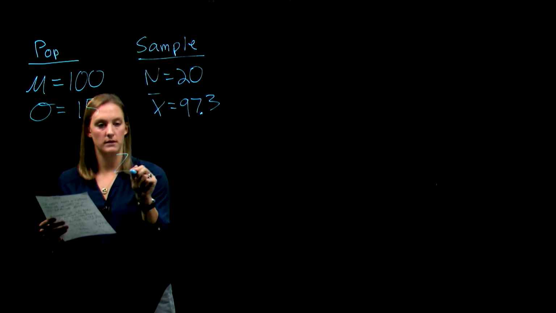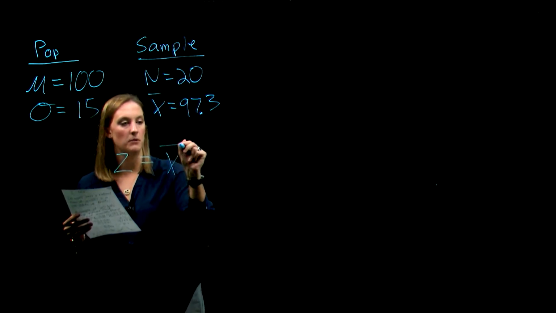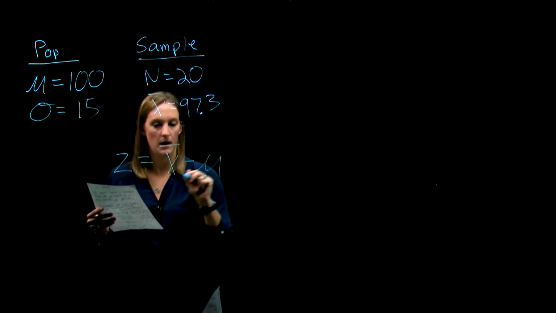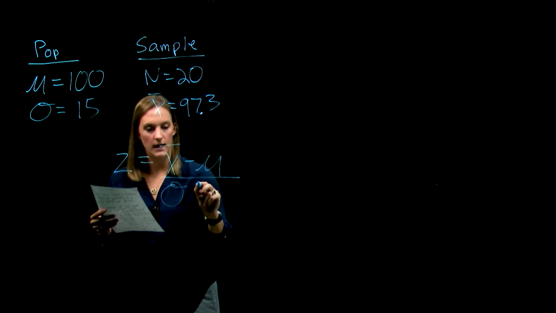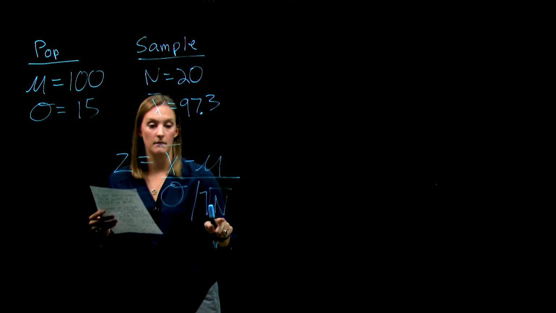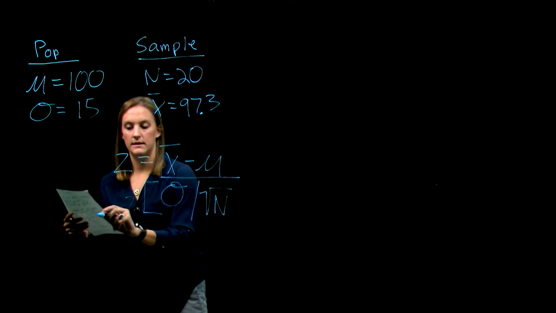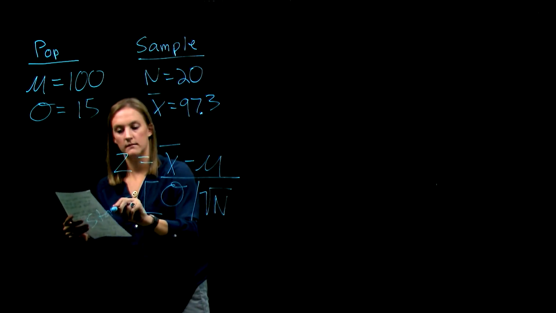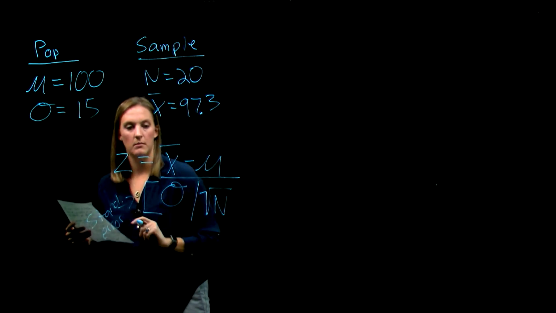So the formula for z when you're doing a z-test for hypothesis testing is the sample mean minus the population mean, over the population standard deviation divided by the square root of your sample n. Now remember, all of this stuff here on the bottom is the standard error, which is important to remember.